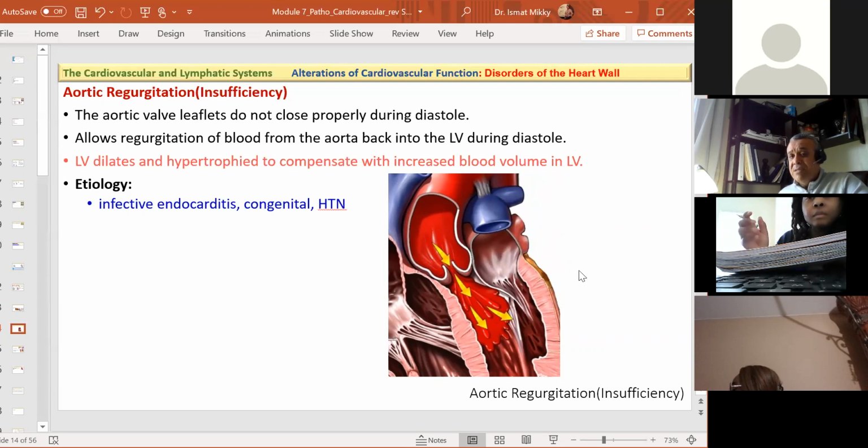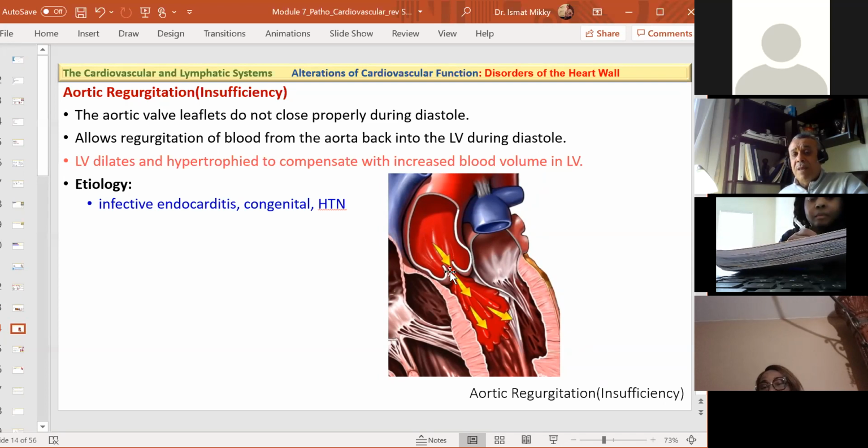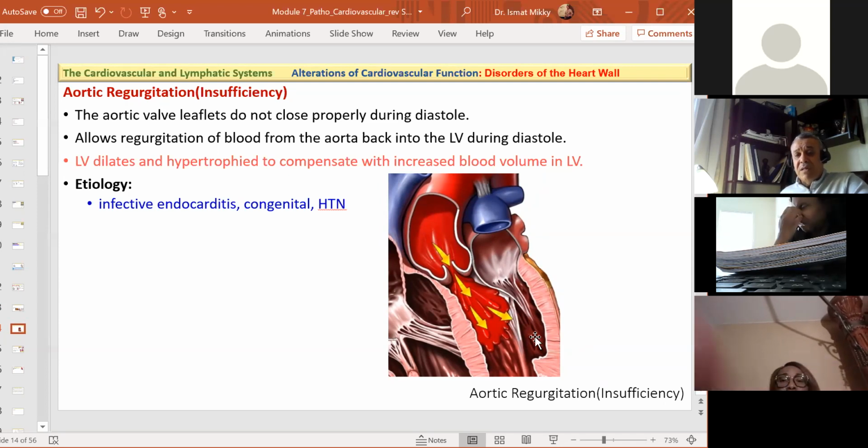However, during this diastolic phase or the relaxation phase, the aortic valve is not completely closed. There is incompetency or insufficiency, or there is some backup of blood coming from the systemic circulation back into the left ventricle due to that incompetent aortic valve. That is called regurgitation, aortic regurgitation. So it allows regurgitation of blood from the aorta back into the left ventricle during the diastole, or what is called the relaxation phase or the diastolic phase.